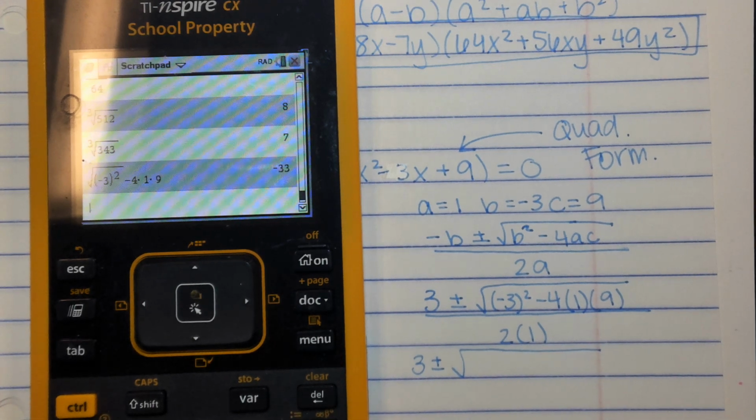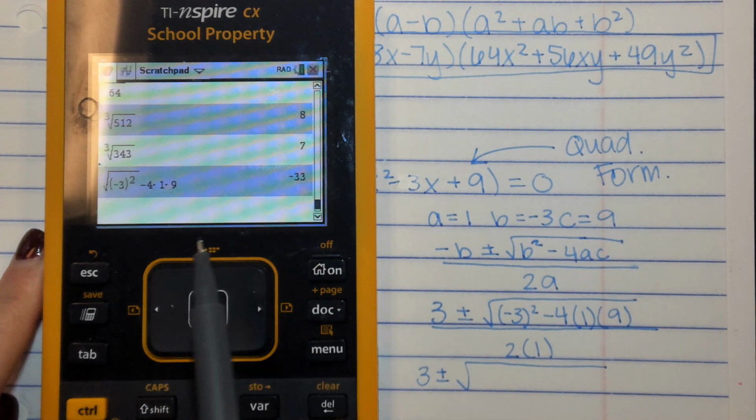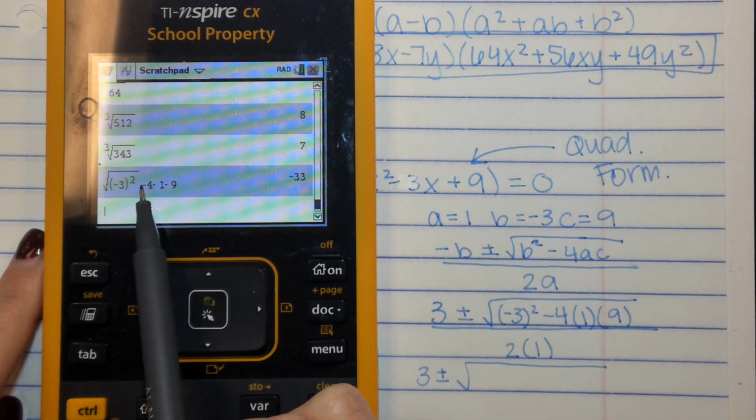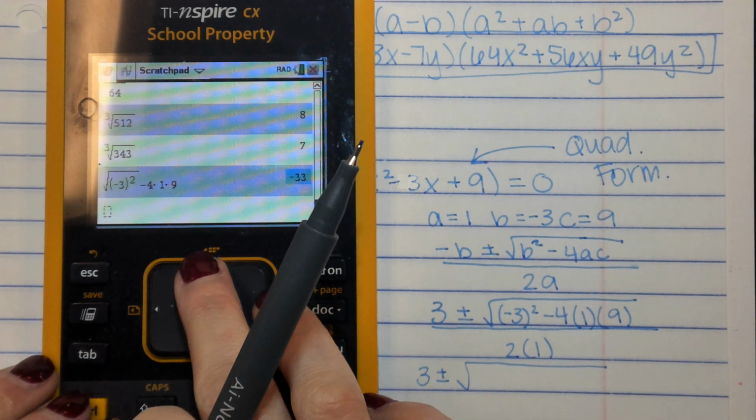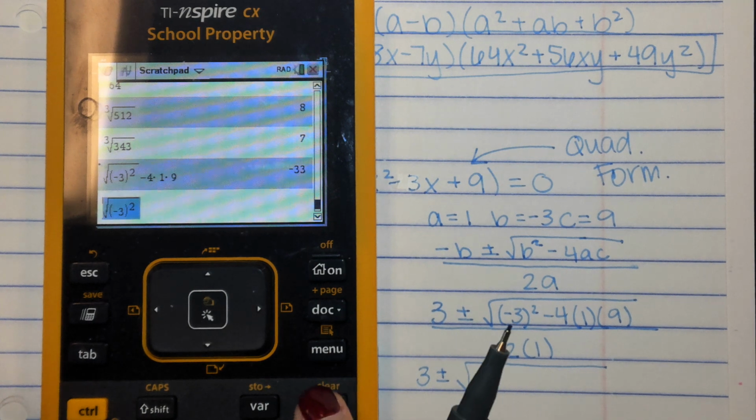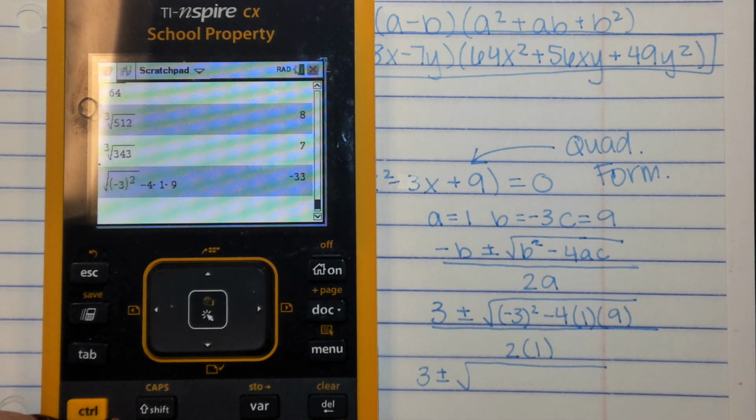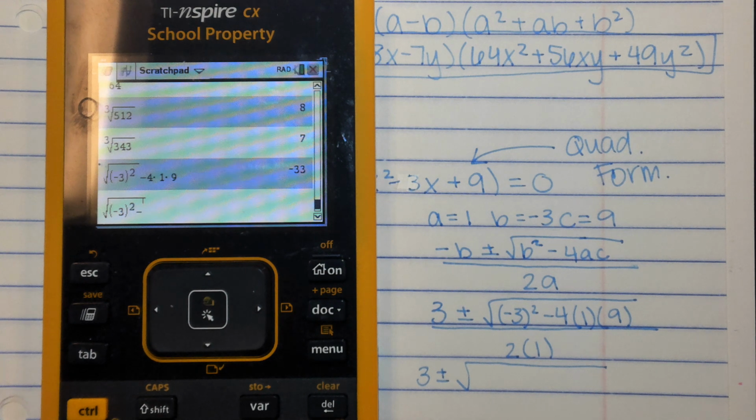Oh, and do you see what I did? I'm glad that I made this mistake because it happens really, really often. I accidentally arrowed out of my radical, and so that messed me up. So I'm going to go back to that and type it down here again. Oh well, sorry, guys. So parentheses, negative 3 squared, minus 4 times 1 times 9. There you go. Make sure it stays under there.